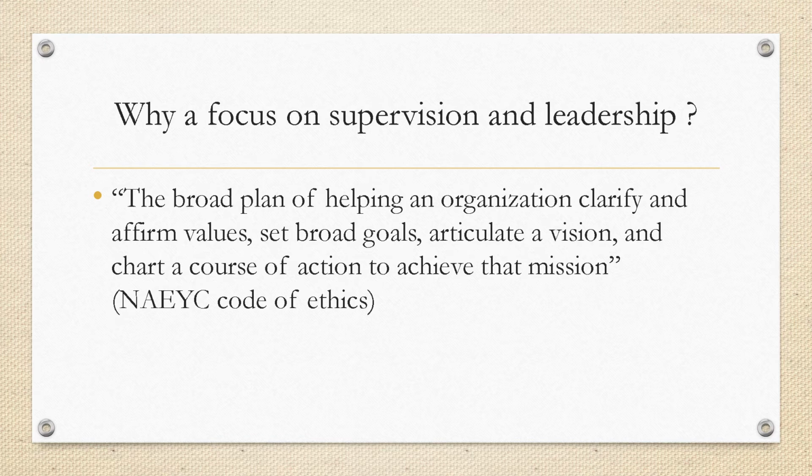And then it can chart a course for action to do how I'm going to achieve that. So it is this huge idea of my value is that all children deserve quality education. My broad goal is that I provide responsive caregiving in an infant and toddler program. And then how do I articulate my vision and chart my course? Those are going to be my sub goals that are going to take me to where I want to go, which is this idea of education for all children.